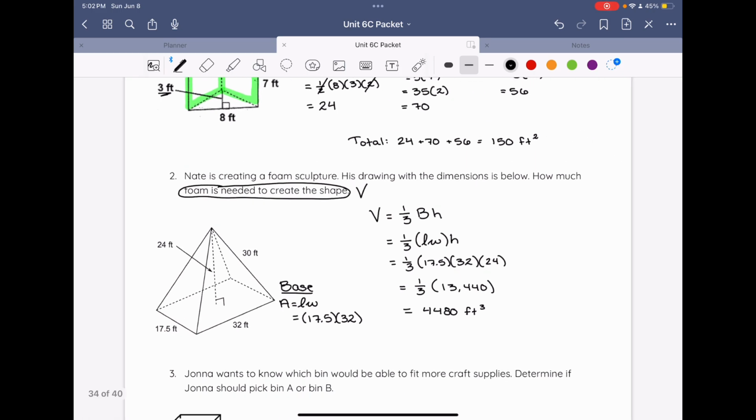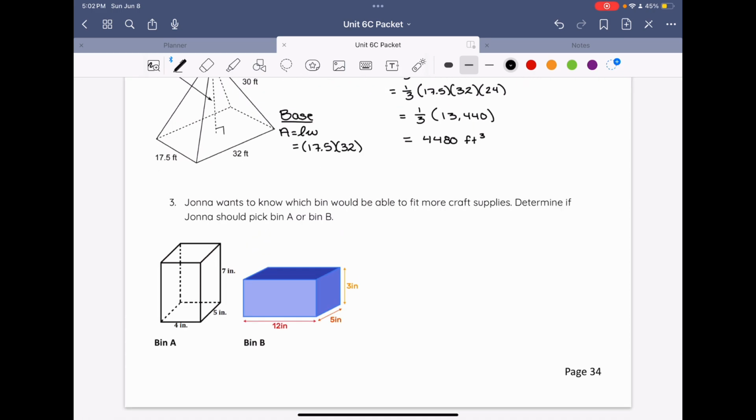All right, next problem. Jonah wants to know which bin would be able to fit more craft supplies. Determine if Jonah should pick bin A or bin B. All right, go ahead, pause the video and try this one on your own. When you're all set, please unpause and check.